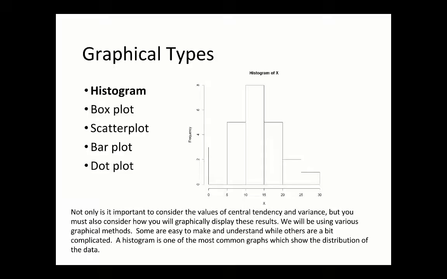So now, when depicting data for quantitative data, it's important to consider the values of central tendency and variance, but you must also consider how you will graphically display these results. We will be using various graphical methods. Some are easy to make and understand, while others are a bit more complicated. In this example, a histogram is one of the most common graphs which show the distribution of the data.